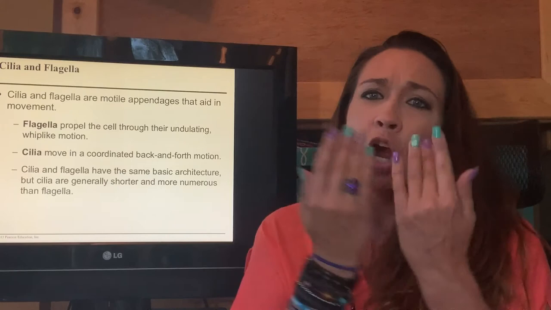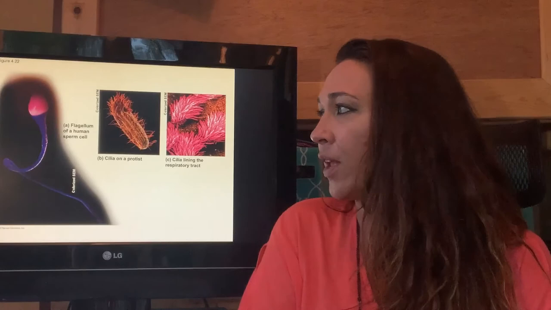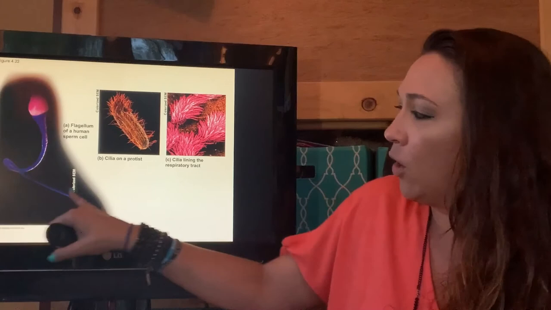So cilia, again, are going to be the short hair-like ones. Flagella, the long whip-like tails. And again, both used for the same thing. Structurally almost identical, just much shorter for cilia, much longer for flagella. So that's what you can see right here. This is a human sperm, and we can have the head right here and the long whip-like flagella coming down.